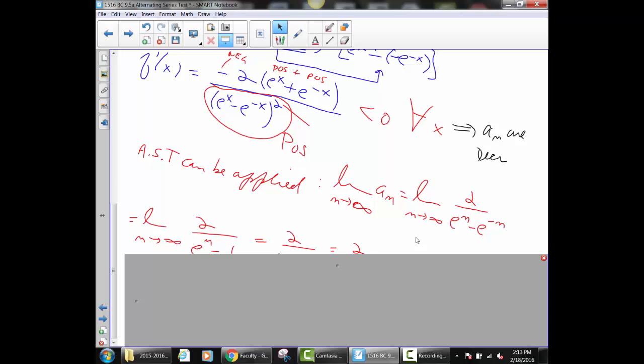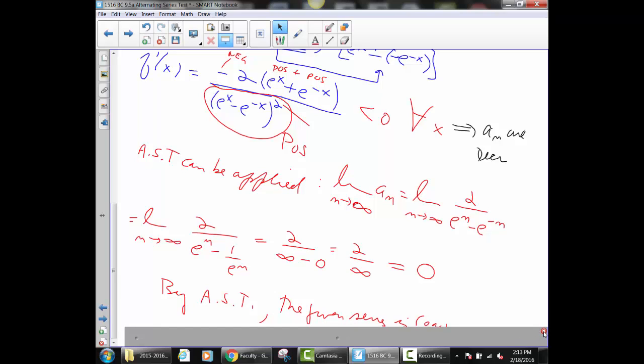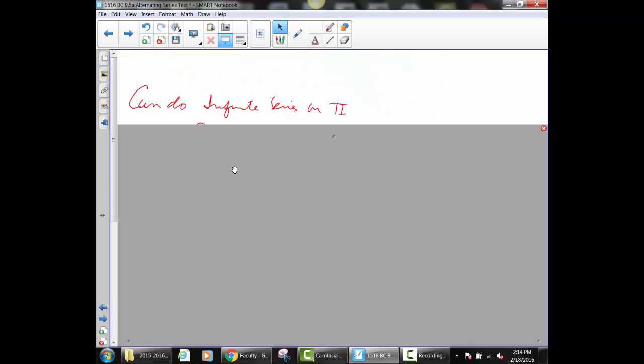We find the limit as n goes to infinity of our a_n, which is 2 over e to the n minus e to the negative n. But of course, e to the negative n is 1 over e to the n. If you let n go to infinity, you have 2 over e to the infinity, which is infinity. E to the infinity is infinity, but 1 over infinity is 0. I end up with 2 over infinity, which is 0. So, since that limit was equal to 0, by the alternating series test, the given series is convergent.